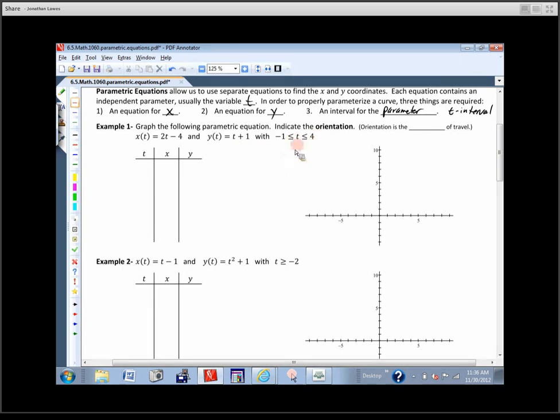So these are the values of t that are okay to plug into both of these equations. Okay, so this is the parameter. This is what's going to determine what goes on here. So here's how it's going to work.